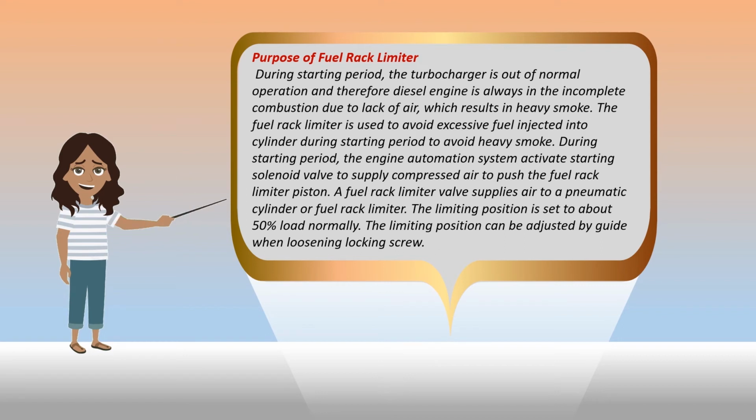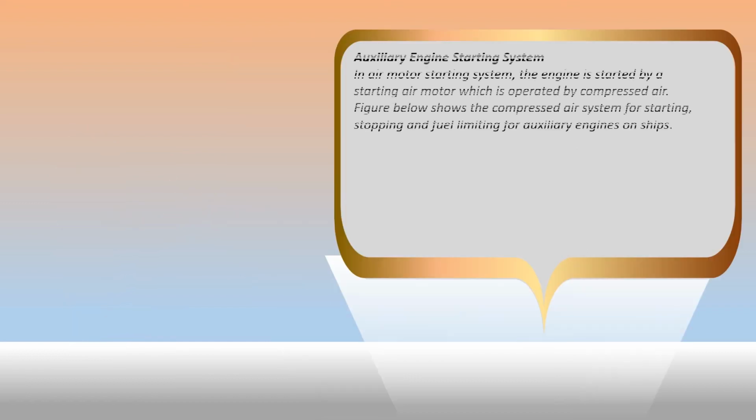During starting period, the engine automation system activates the starting solenoid valve to supply compressed air to push the fuel rack limiter position. A fuel rack limiter valve supplies air to a pneumatic cylinder or fuel rack limiter. The limiting position is set to about 50% load normally. The limiting position can be adjusted by the guide when loosening the locking screw.